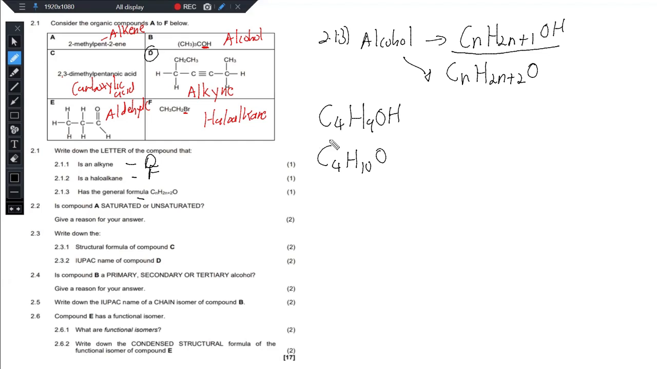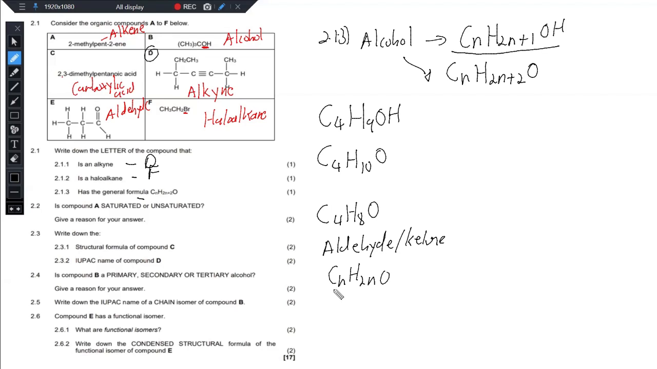A lot of you are quick to say this is an aldehyde or a ketone. But note that if this was an aldehyde or ketone, it would be C4H8O. Why? Because the general formula of an aldehyde or a ketone is CnH2nO. So with the aldehyde or ketone, the number of hydrogens is exactly double the number of carbon atoms. But with this one, you can see that the number of hydrogen atoms is double the number of carbon atoms plus 2, right? So that's the difference here.